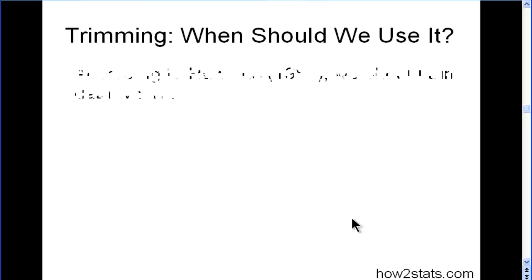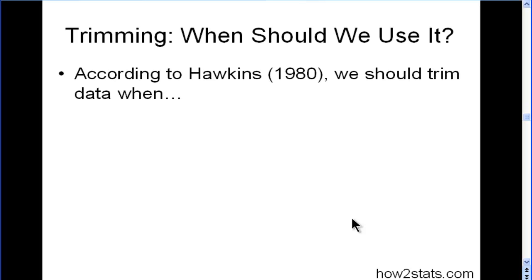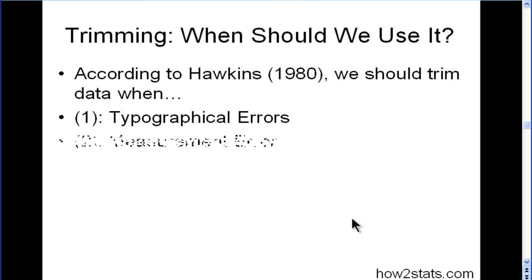Trimming, so when should we use it? According to Hawkins, we should trim data when we have typographical errors. So this is the instance where you're convinced there's a typographical error because it's a data point that's beyond the maximum possible. And if you do not have any hard copy data to go back upon to verify what the data point is, you're pretty much left with having to delete it or trim it.